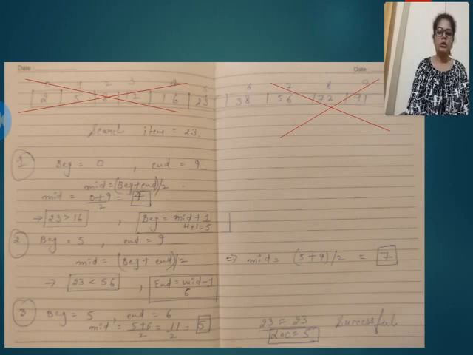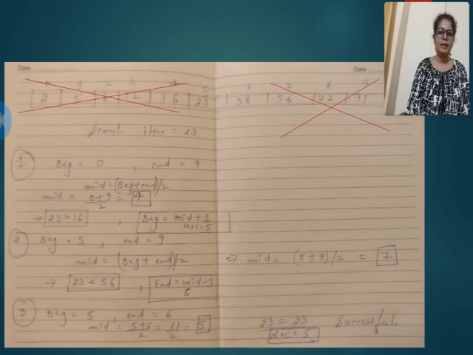Now start with the third step. Beginning remains the same because there is no change in the beginning. Beginning is equal to 5 whereas end is equal to 6. Now again calculate the mid. 5 plus 6 divided by 2 is equal to 11 by 2, which is equal to 5. So the mid is 5.